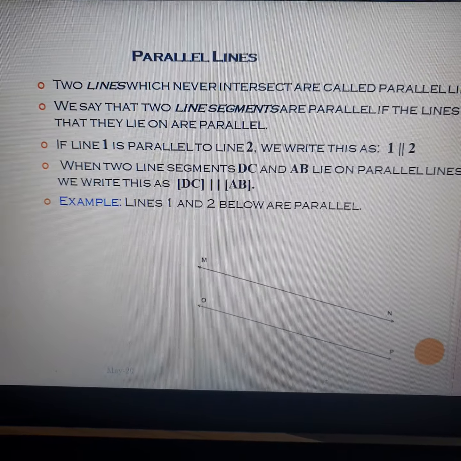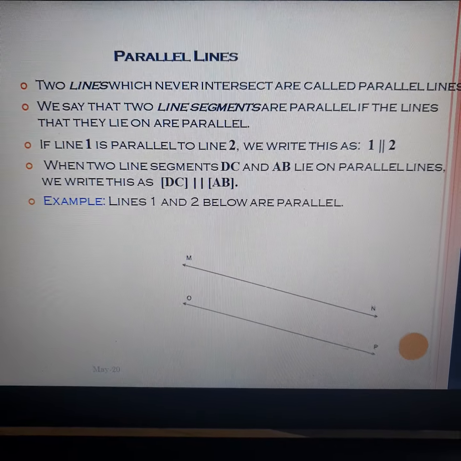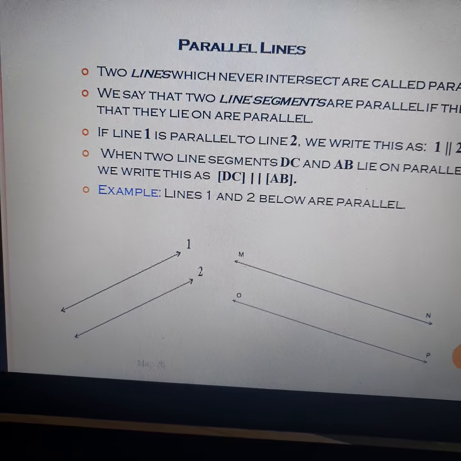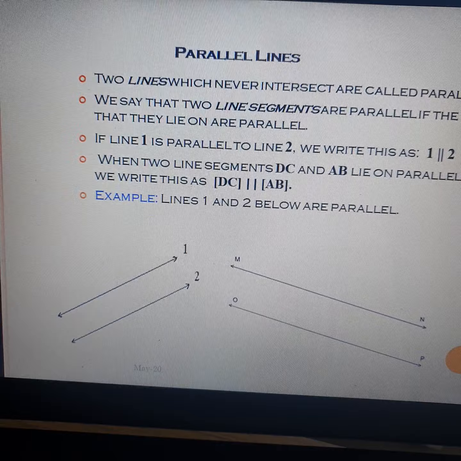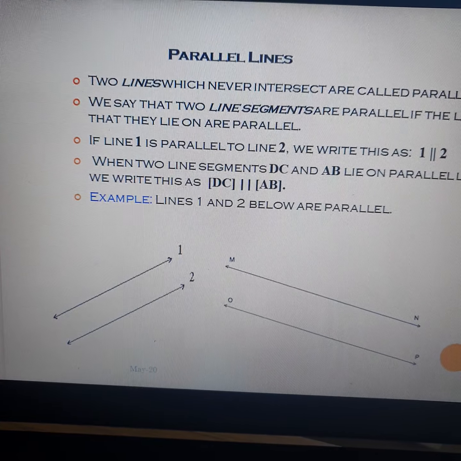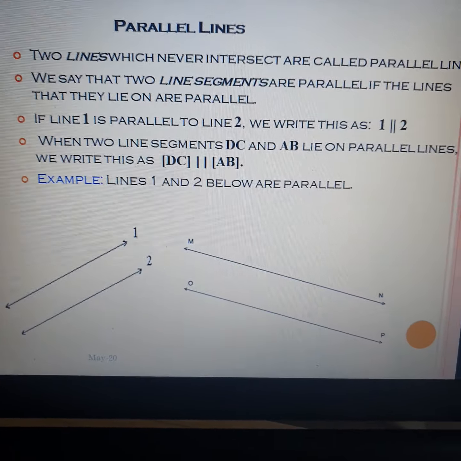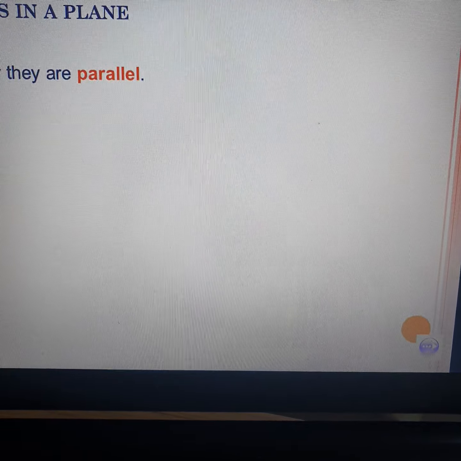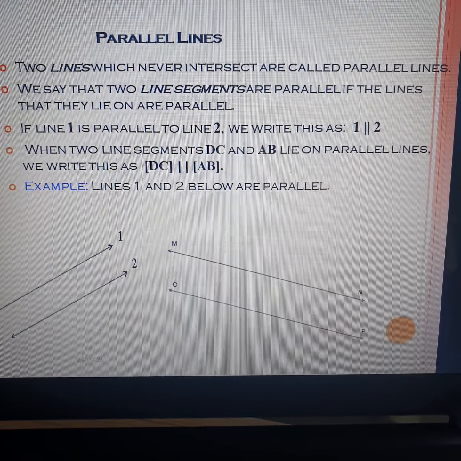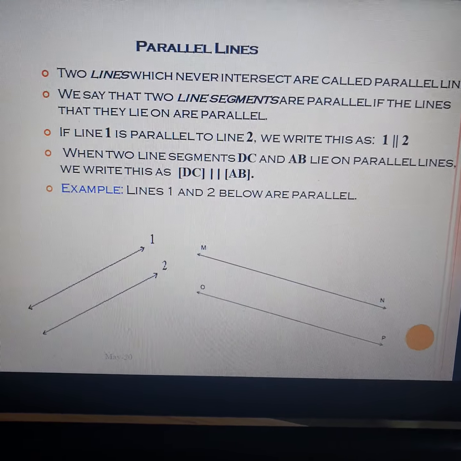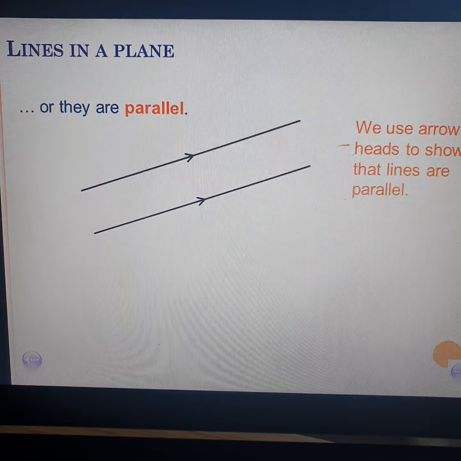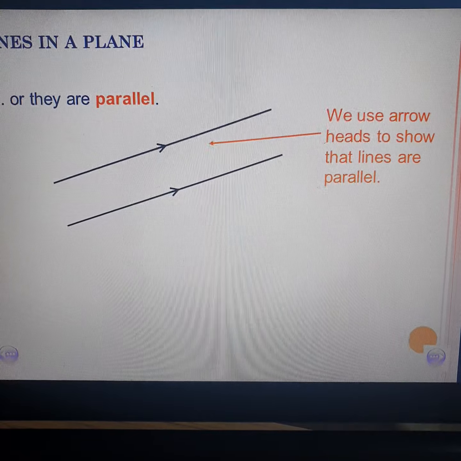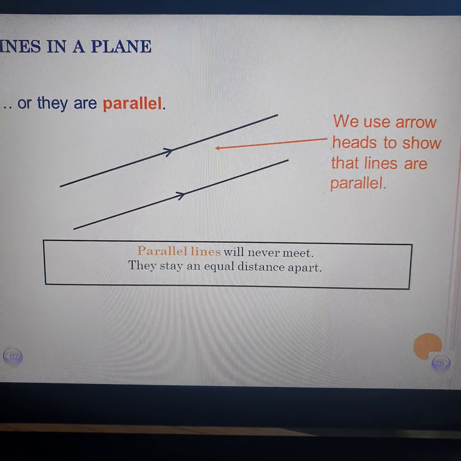So examples, line 1 and 2 below are parallel. Okay, so at the left-hand side, we have line 1 and line 2. What you notice as well is that either side of a parallel line there are arrows to show that they continue on. We also have lines MN and OP. They're parallel. Lines in a plane, are they parallel? Look at these lines here. We use arrow heads to show that the lines are parallel.